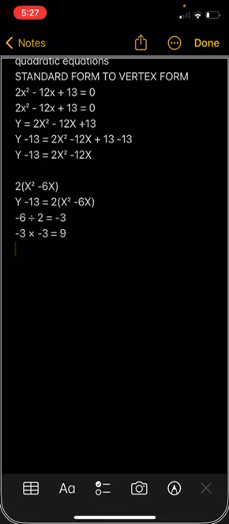Now, this is what we have to do. We have to add positive 9 to both sides. Now, did I say that? That is wrong. Let me show you why.